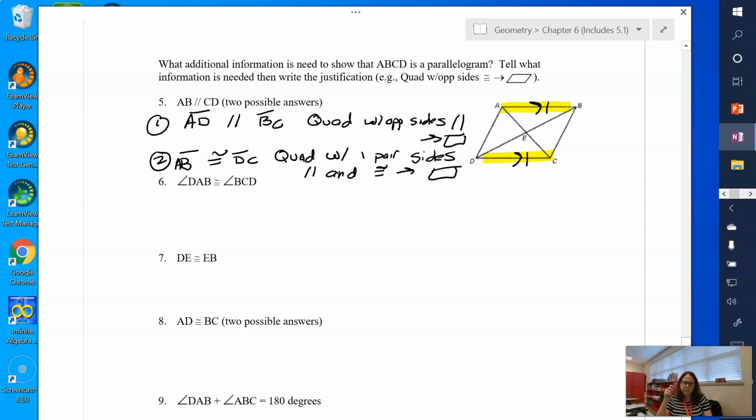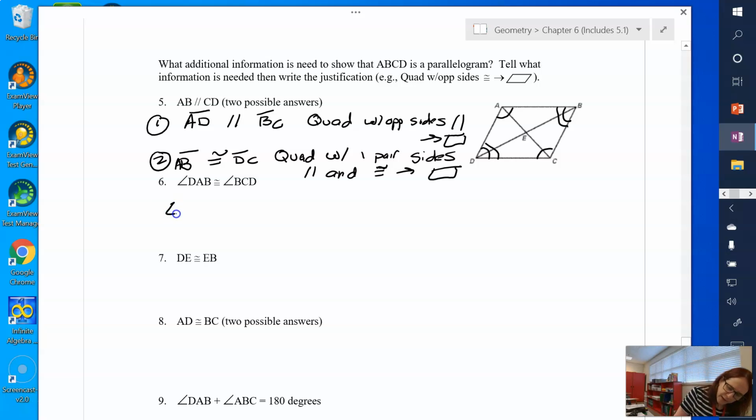All right, next one. Angle DAB is congruent to angle BCD. So let's erase these markings. Let's put in a new set. Angle DAB, that's this angle here, is congruent to angle BCD. That's this angle here. So I know I have one pair of congruent angles. The information that I could add that would guarantee that ABCD is a parallelogram is if I marked those two angles congruent. Then I've got opposite angles congruent.